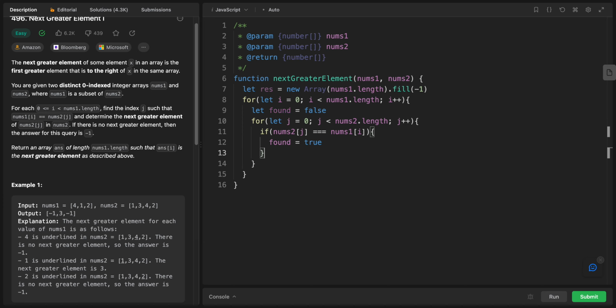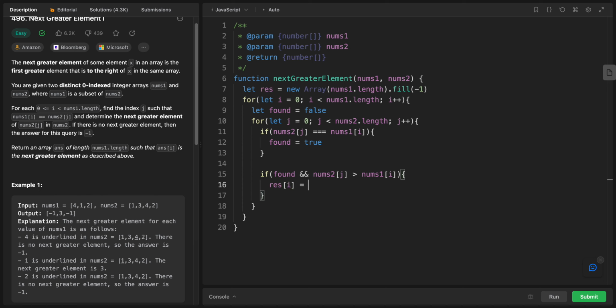Okay. However, when we found the number, we want to continue to loop to know if it's bigger than it or not. So I will say that if found is true and nums2 of G is bigger than nums1 of I, I will push the rest of I.